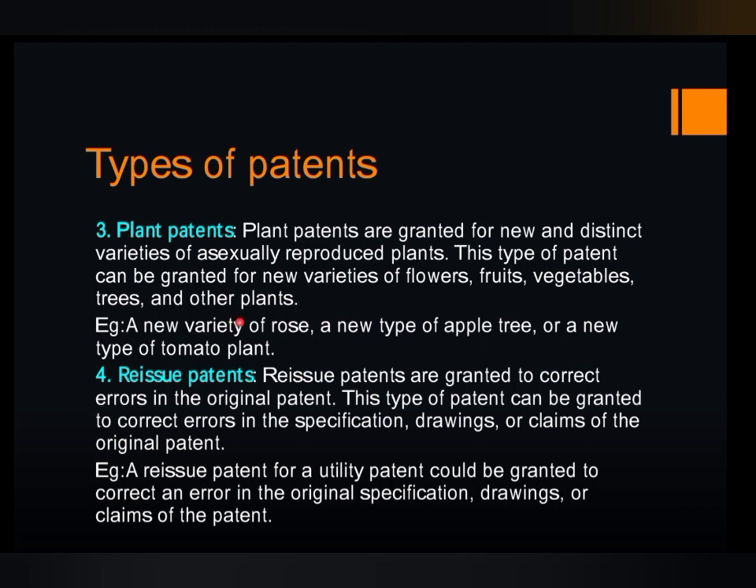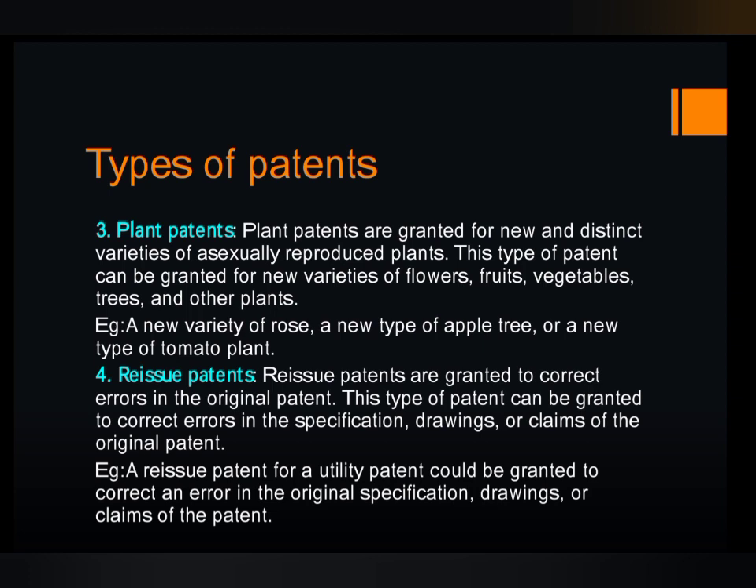Next, the last one is reissue patents. Reissue patents are granted to correct errors in the original patent. This type of patent can be granted to correct errors in the specification, drawings or claims of the original patent. Suppose there is any problem in the given patent, or if they ask to modify the work, the researcher will solve the errors and he gets the reissue of the patent.